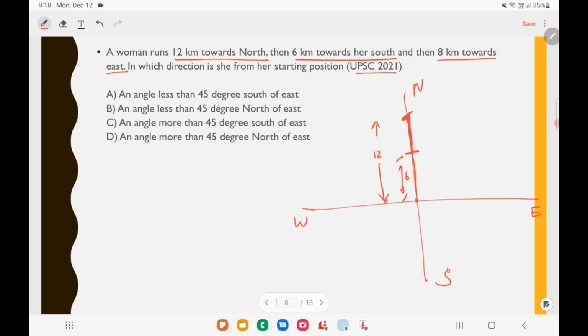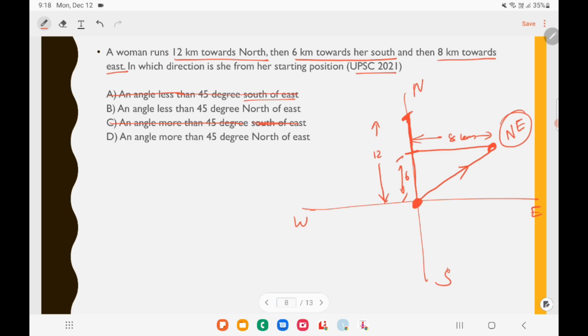Then 8 kilometers towards east. So she ran like this, 8 kilometers towards east. This is 8 kilometers. Okay. So in which direction is she from her starting position? This was her starting position and this is her final position. So she is like this in this direction. So this direction is north east. Okay. So we can eliminate option A because it is saying south of east, and also option C because it is also saying south of east. She is north of east. Okay. Northeast means north of east.